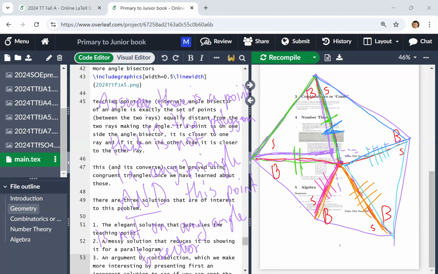Okay, so here's the issue here. So we said this angle is bigger than this angle, right? Yes. But we didn't say this angle was bigger than this angle, yeah? Oh. Oh. Yes?